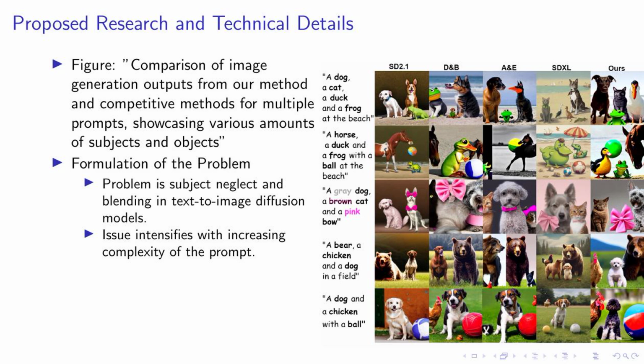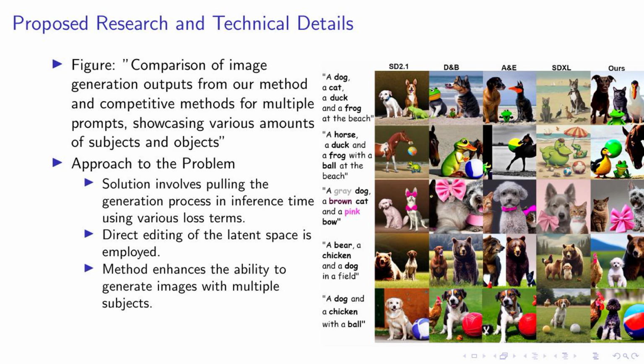As you can see, the problem of subject neglect and blending is quite evident in the images generated by other methods. However, our method shows a significant improvement in handling multiple subjects and objects, thereby creating more accurate and complex scenes. This comparison underscores the need for our proposed solution, which we will discuss in the following slides. Stay tuned as we unravel the intricacies of our method and how it enhances the capabilities of text-to-image diffusion models.